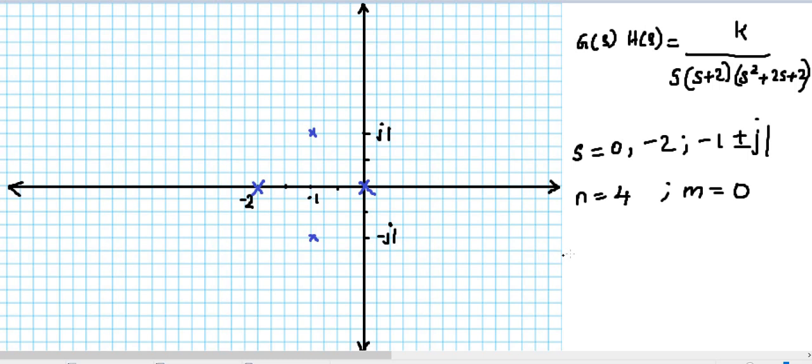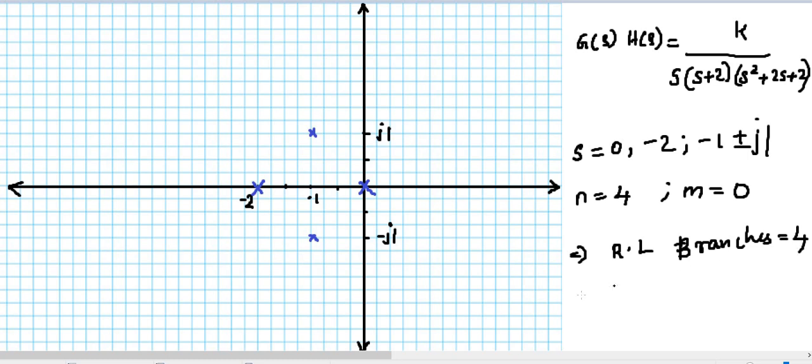So how many root locus branches will be there? Since there are 4 open loop poles, the number of root locus branches will be equal to 4, and we can say that all 4 root locus branches that are starting from 4 poles will end at or terminate at zeros, that is at infinity.